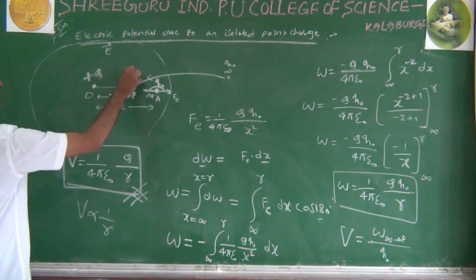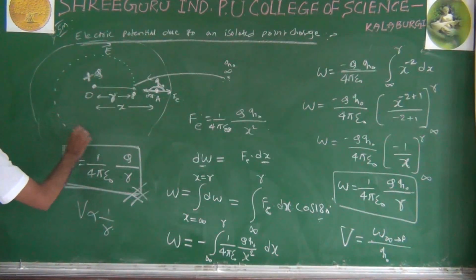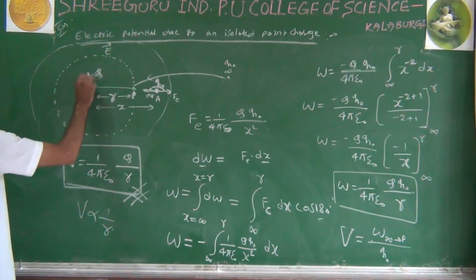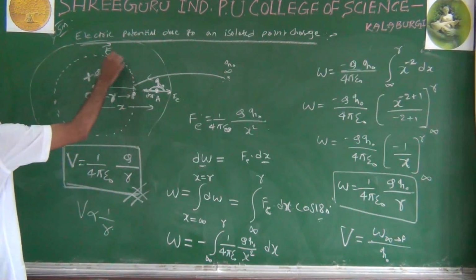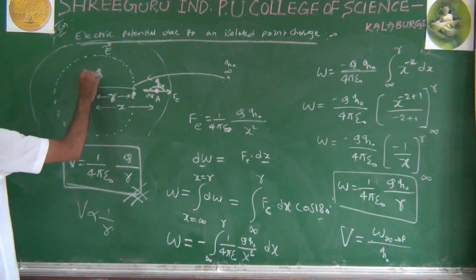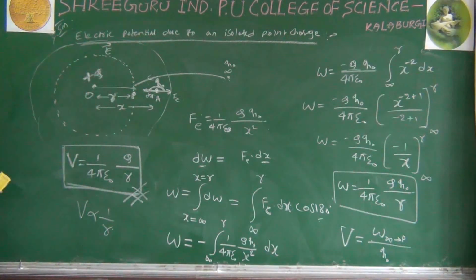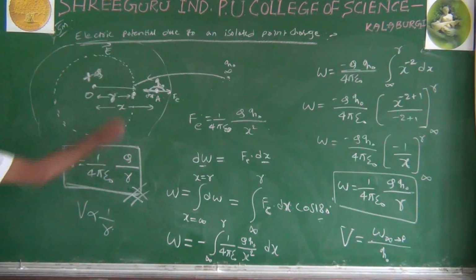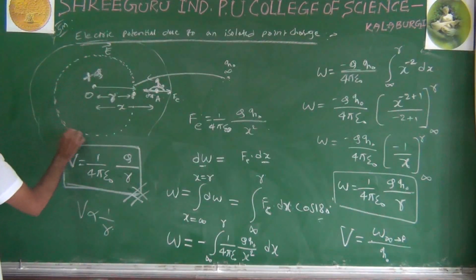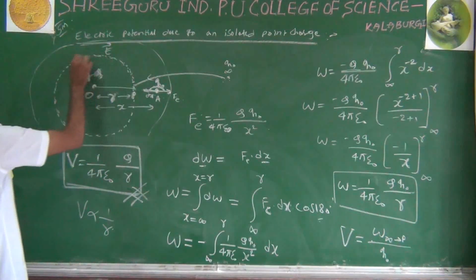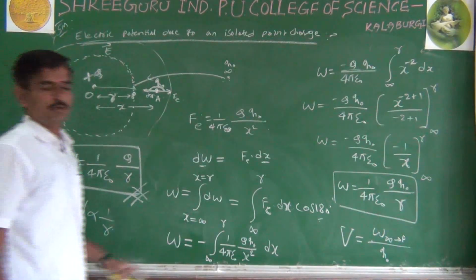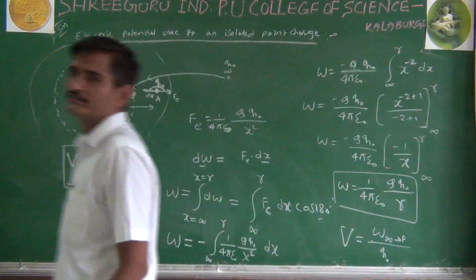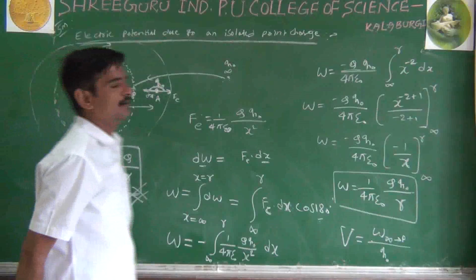In the same way, if you draw the circle, all these points are equidistant from the point O. The point O is the place where the plus Q charge, the source charge, is present. So the electric potential at all these points is the same. That is, electric potential is spherically symmetric for an isolated point charge.